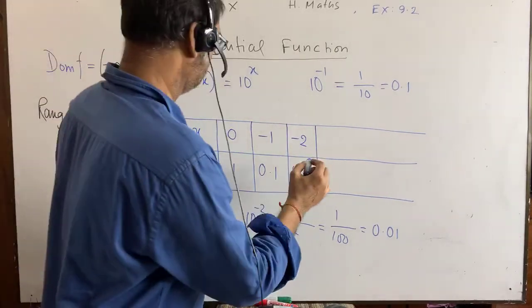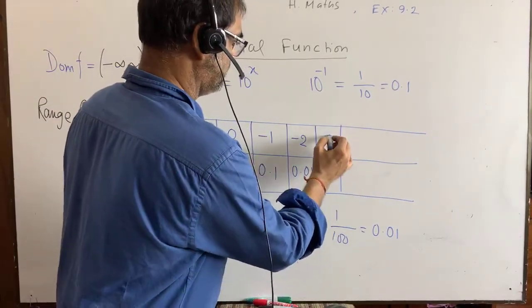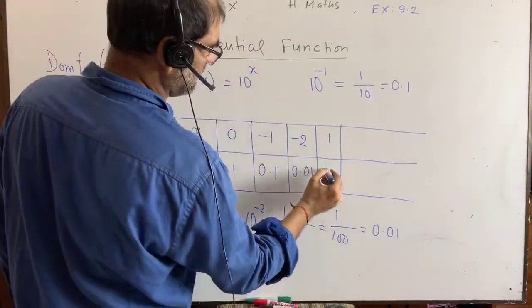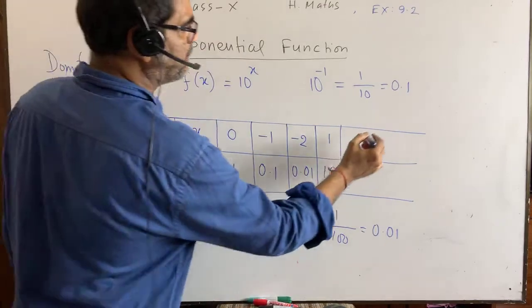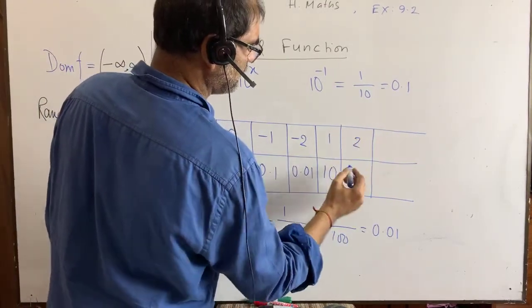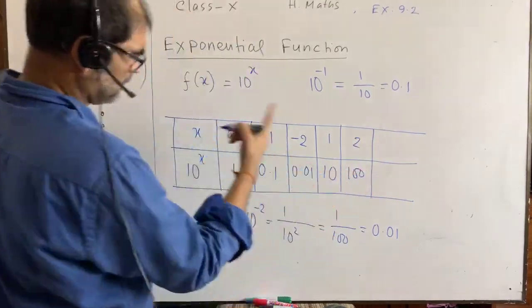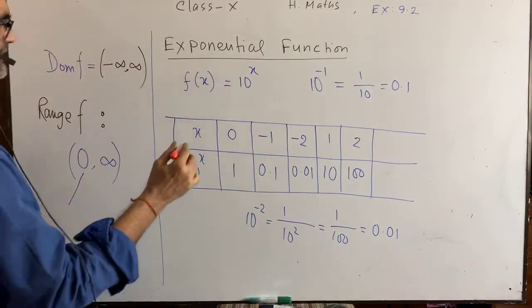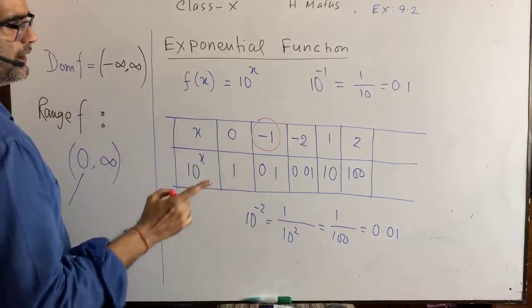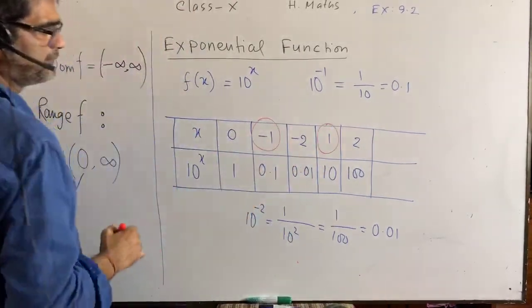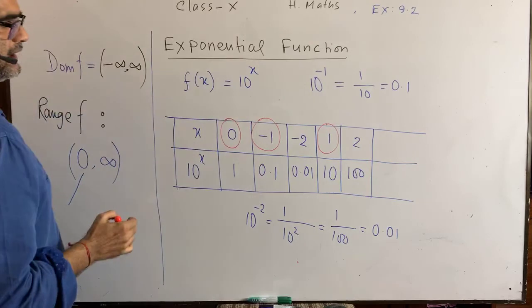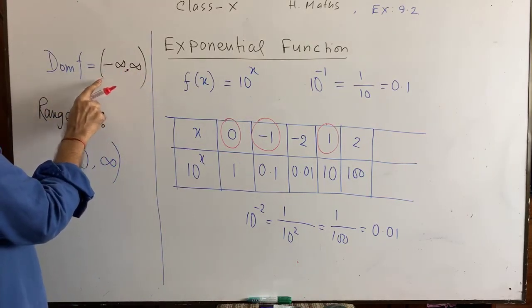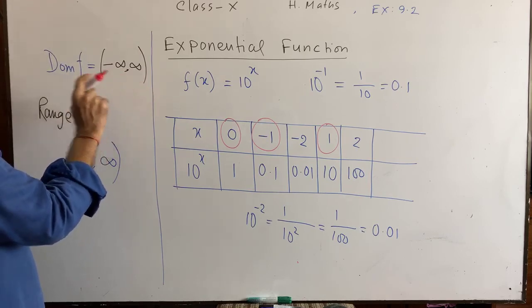Suppose we are taking x equals 1, then we are getting 10 to the power 1, that is 10. If we take 2, it is 100. From this calculation, you see x is negative, x is positive, including 0. That means from minus infinity to infinity, excluding, it is an open interval.